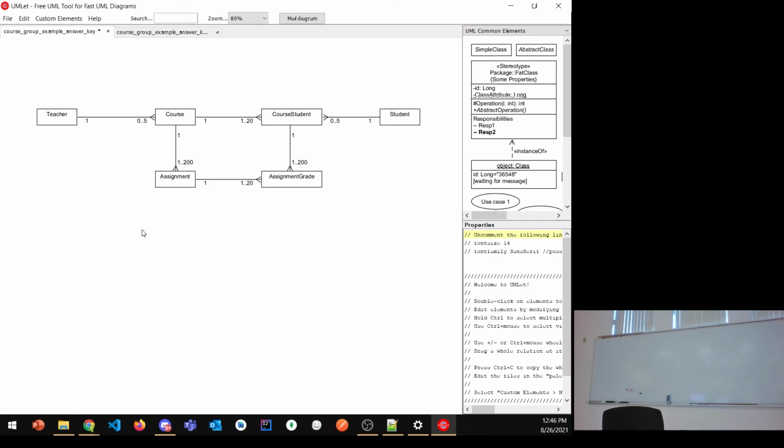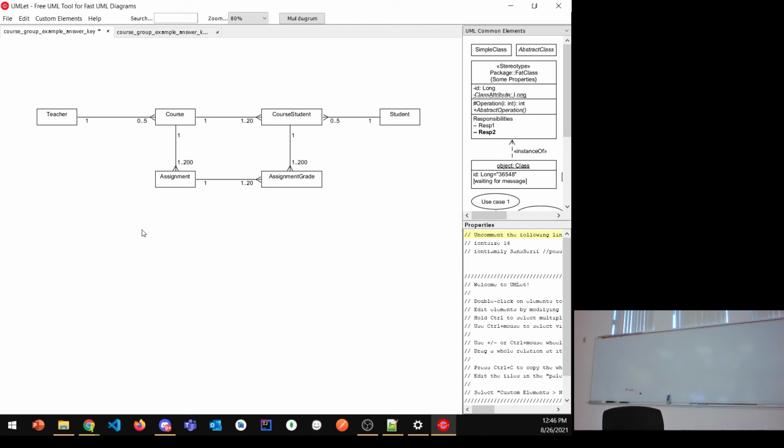Every grade you get goes with the student and course that submitted it, with the course that they went through, and submitted it for, and the assignment they did. Now notice the multiplicities and notice the directions here. So I say this assignment goes with 1 to 20 assignment grades. Why do I say 1 to 20? Because I'm saying there's about 20 students per course, so for every assignment, I should be getting about 20 grades.